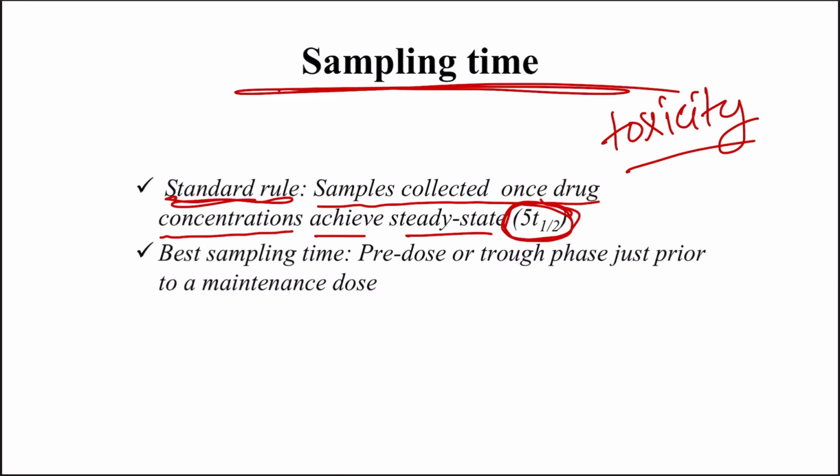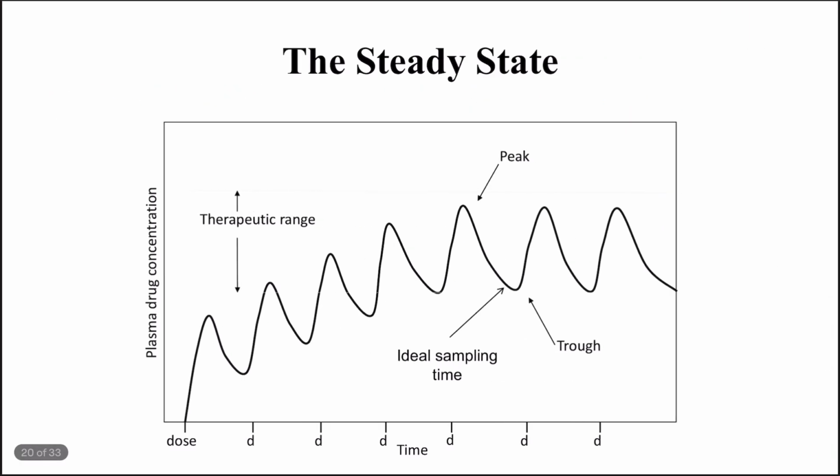The other best sampling time is basically the trough phase or the pre-dose phase, because at that point we are going to have the lowest possible concentration of the drug in the plasma. And if we are getting the lowest possible concentration and we are getting the effect at that time, it means throughout the rest of the time, when it is not in the trough phase, the drug will be producing the effect. That's the reason why we take the trough phase plasma sample, just before the next dose. Now here you can see the steady state.